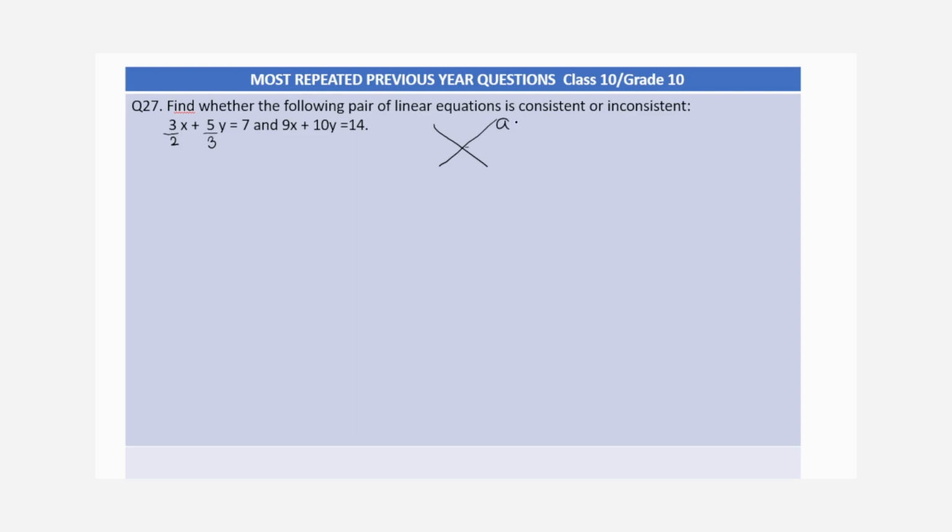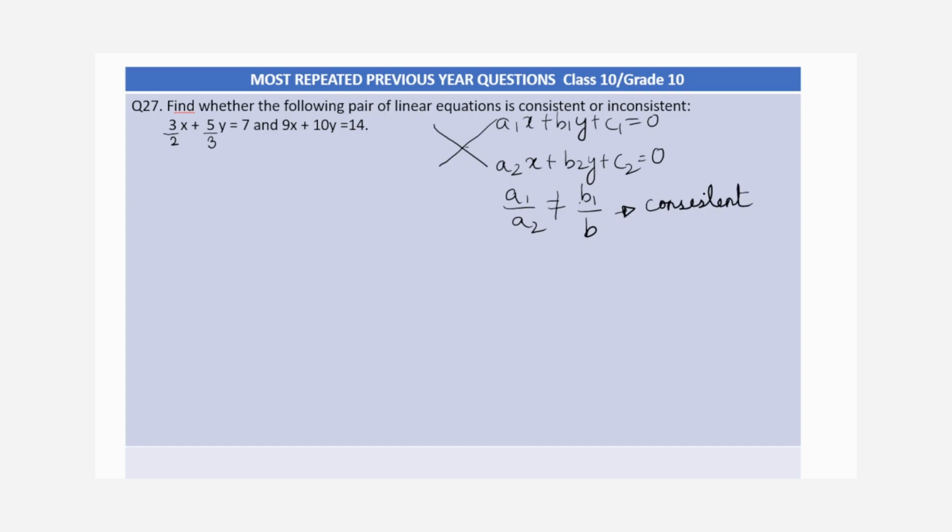Suppose this equation here is a1 x plus b1 y plus c1 is equal to 0, whatever be the values of a1, b1, c1, they should be real numbers. And a2 x plus b2 y plus c2 is the other equation. Then in that case, a1 by a2 should not be equal to b1 by b2 to make the pair of linear equations consistent.